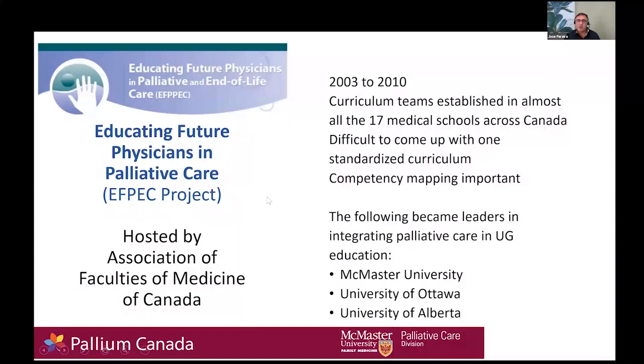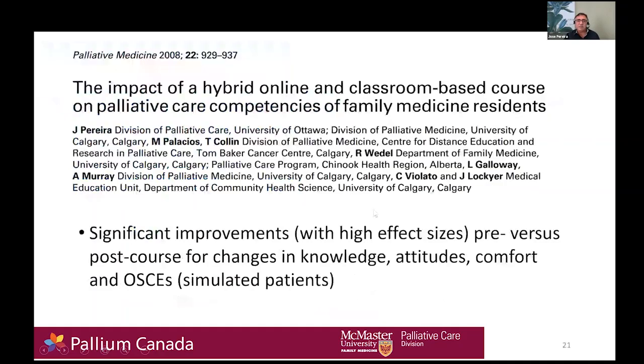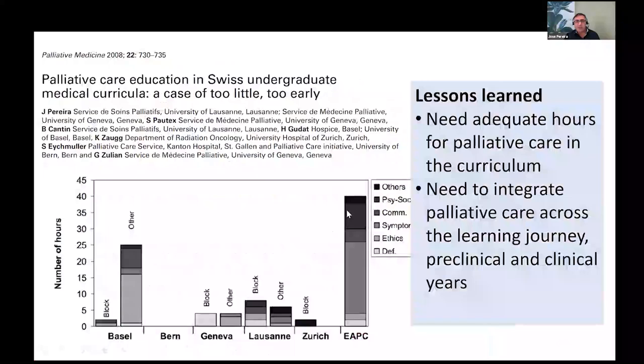We did a project as well, starting in 2003, called the AIIHPC project, where we got funding from the government to put in place curriculum in the 17 medical schools. The big lesson learned was the importance of competency mapping, which I think you've done already. We've learned that it can change knowledge and attitudes.